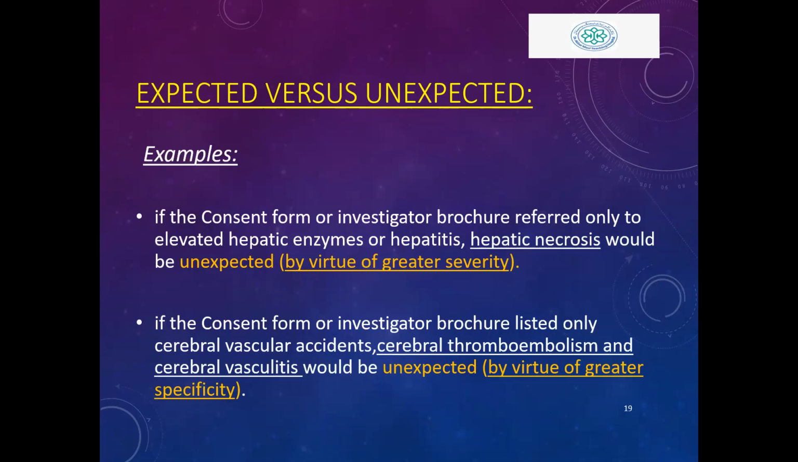Expected versus unexpected examples: if the consent form or the investigator brochure referred only to elevated hepatic enzymes or hepatitis, then hepatic necrosis would be unexpected by virtue of greater severity. And if the consent form or the investigator brochure listed only CVA, then cerebral thromboembolism and cerebral vasculitis would be unexpected by virtue of greater specificity. These are examples of expected versus unexpected.